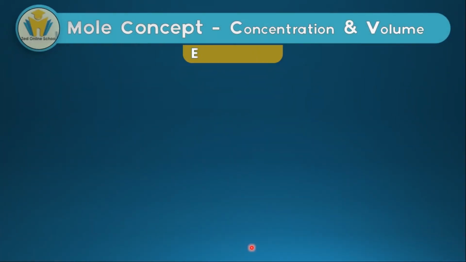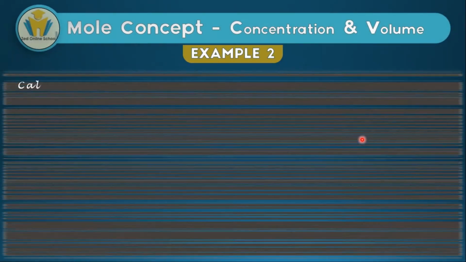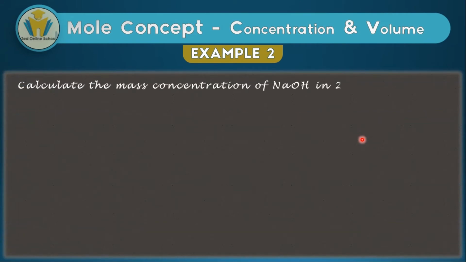Now let's look at example 2. In example 2, we've been asked to calculate the mass concentration of sodium hydroxide in 2 cubic decimeters of a 0.5 mole per cubic decimeter solution. The first thing is understanding which formula we're going to be using. So we check our data in this question. You can see that we have the volume and the moles, but we've been asked to find the mass concentration. So right now you must be thinking of how we can get mass and then use the formula for mass concentration to get the mass concentration.